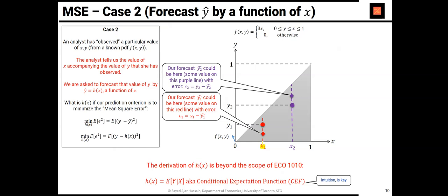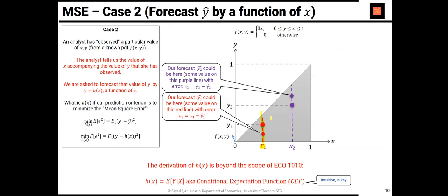So I know that if she's telling us the value of that pair of x and y was x1, then we know that y must be somewhere here, somewhere on this line. Where else would it be? It can't be here, no, or up there. And what we then have to do is pick the diamond, a forecast value. And the forecast and the actual value obviously have an error. So we want to choose the diamond in such a way that we minimize the expected square errors.